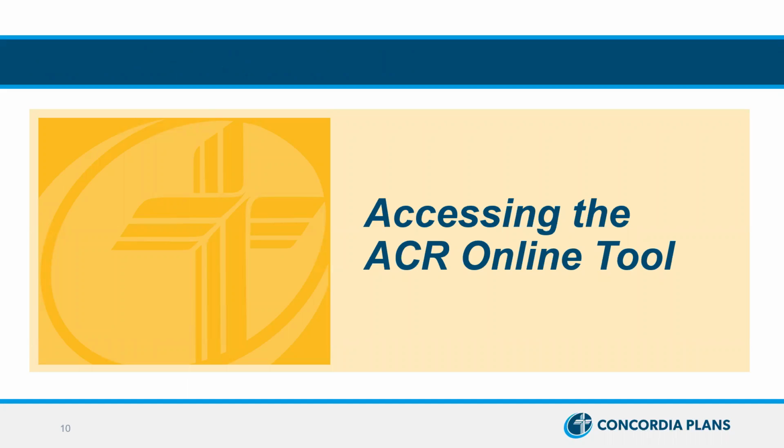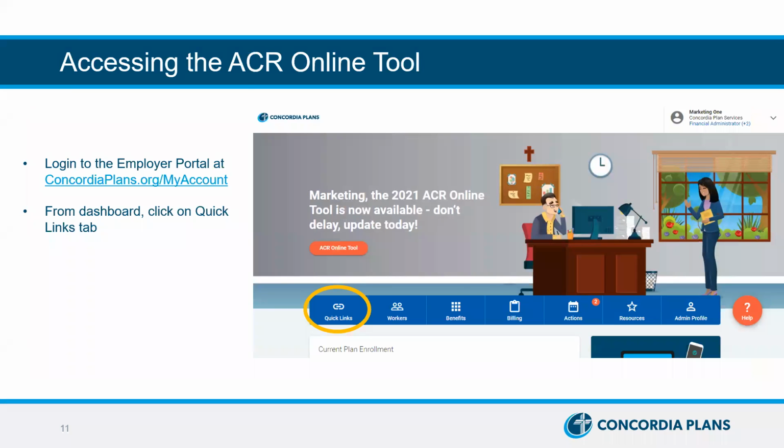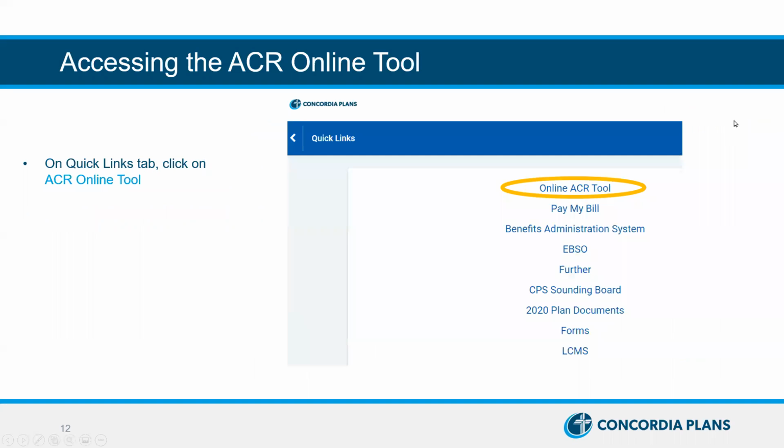So to access the ACR tool, you will first need to log in to your employer portal. To do this, visit concordiaplans.org/myaccount. From there, you will enter your email and password. And then once logged in, you will come to your dashboard, which you see here. On the blue banner to the far left, you will find quick links, circled there in yellow. And then under the quick links tab, you will simply click on Online ACR Tool.